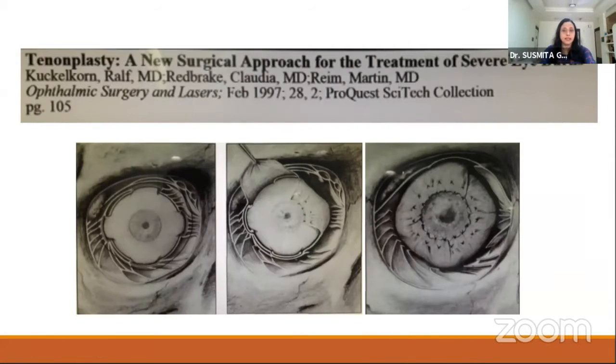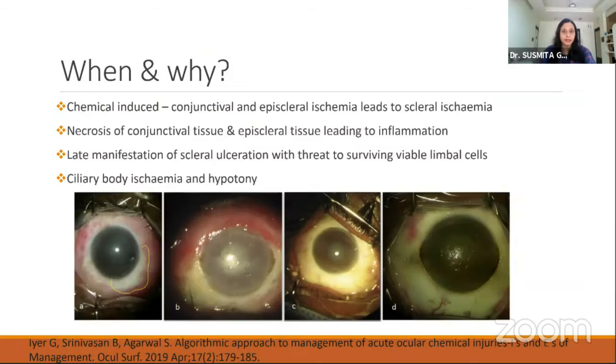This was another subsequent paper from that group, and it's a very simple diagram showing how they mobilized the tenon from the periphery, from around the extraocular muscles, and secured it perilimbally. You need to secure it about 1 to 2 millimeters from the limbus, and that is how it helps in maintaining the limbus as well as avoiding scleral ischemia.